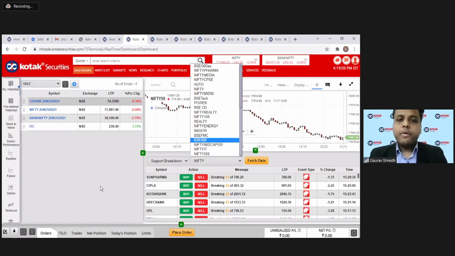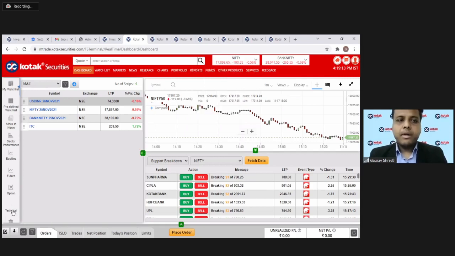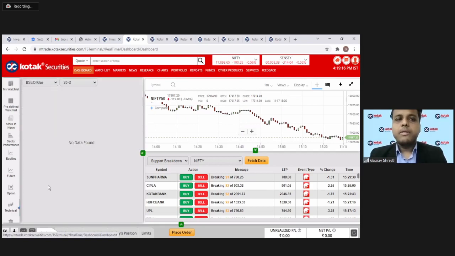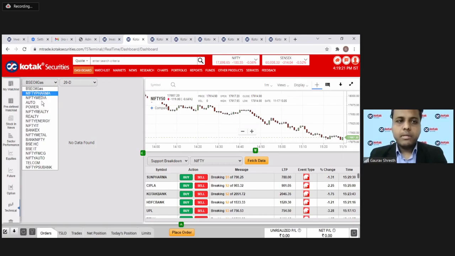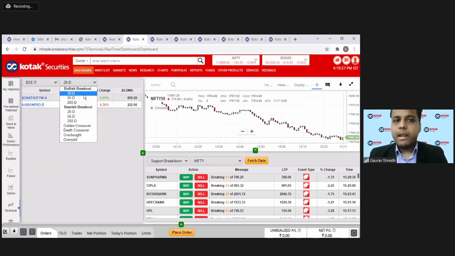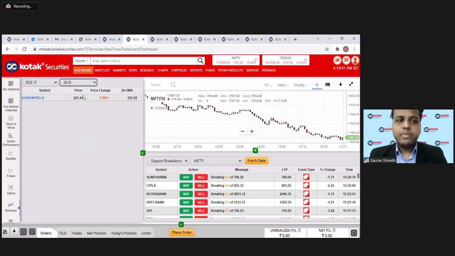Okay. Another point related to technicals is on the left hand side, you can see a technical button. The moment you click on it, you will see this kind of an option open up at the top. Again, you can select an index. Okay. So I'm opening BSE IT and you can select a parameter. You have two major parameters. One is the bullish breakout, another is the bearish breakout. So if I select a bullish breakout, these are the two stocks which will come up right now. Similarly, for the bearish breakout, these are the stocks which will come. So depending on the index and the parameter, the stocks will show up in the screener.